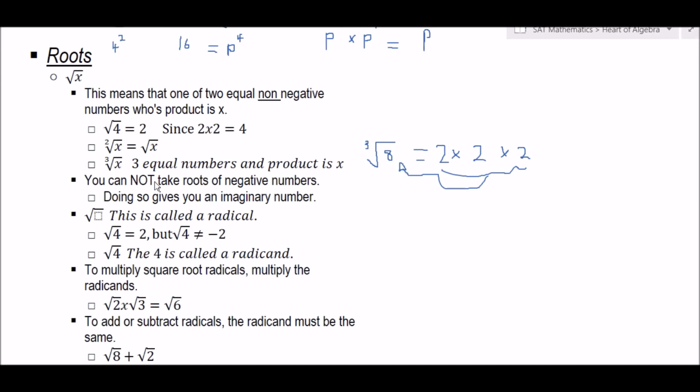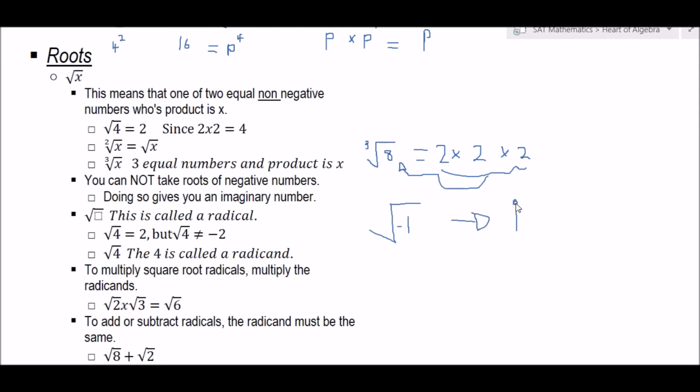Next, you cannot take even roots of negative numbers in the real numbers. Always know that, because doing so gives you an imaginary number. So let's say we take the square root of negative 1. That gives us the imaginary number i.